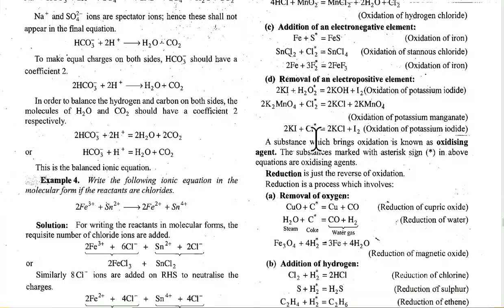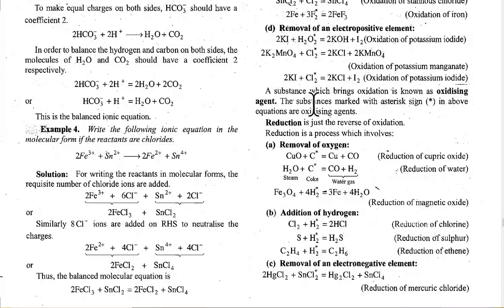Similarly in the next reaction also, here KI reacts with Cl2 first and is converted into KCl, and I gets converted into I2. So here K plus is removed, meaning electropositive element is removed. So here also oxidation of potassium iodide takes place into iodine.